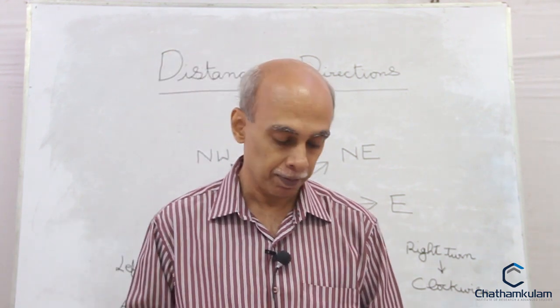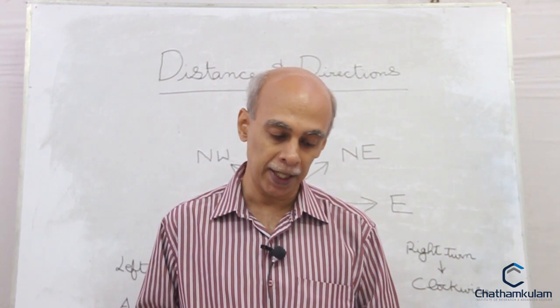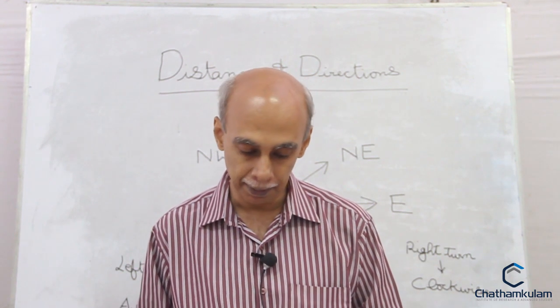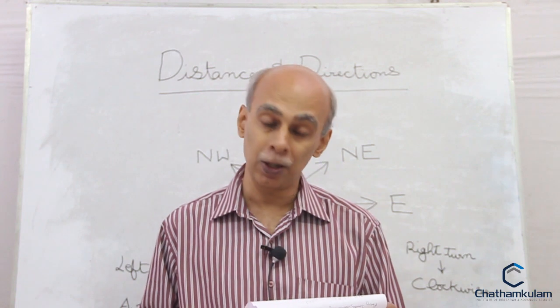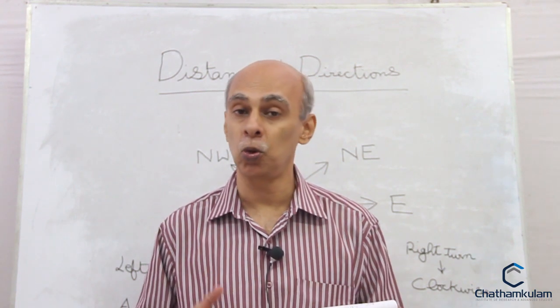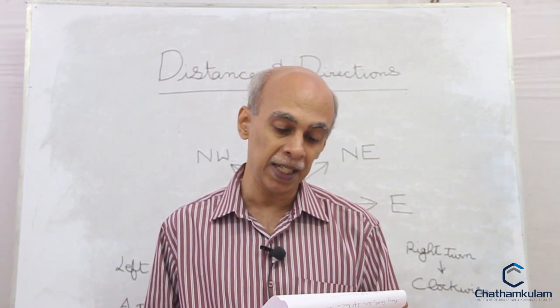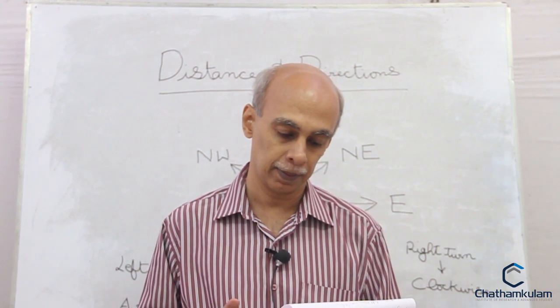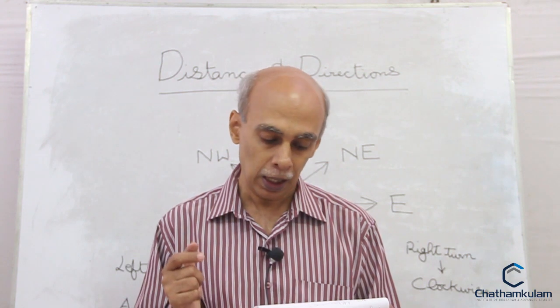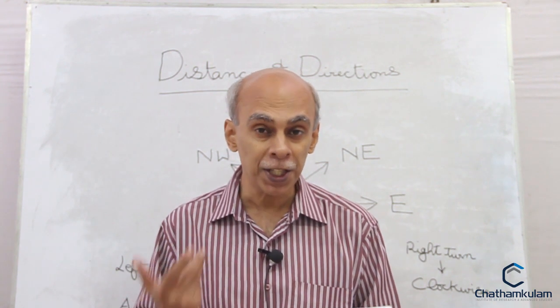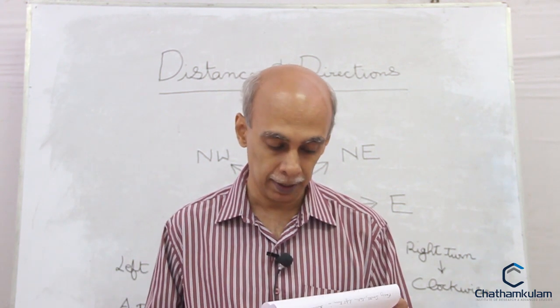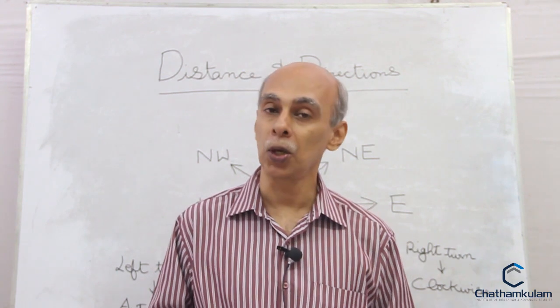The first example: town A is located to the west of town B. Town C is located to the south of town A. Town K is located to the east of town C. Now the question: town K is towards which direction of town A? The answer is southeast of A.